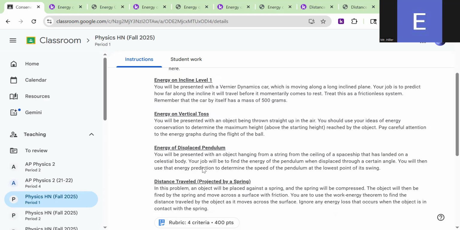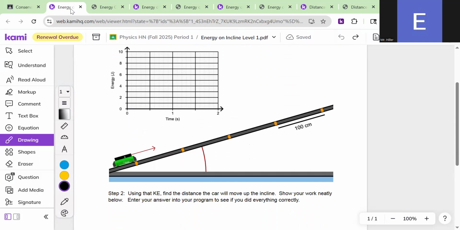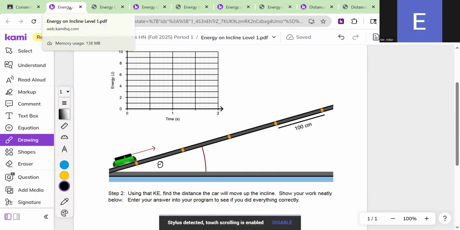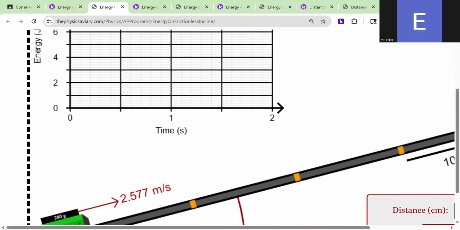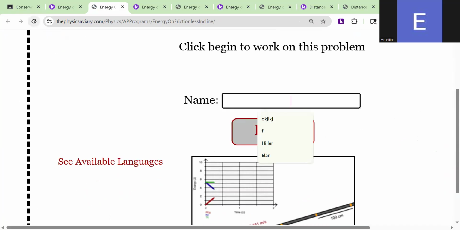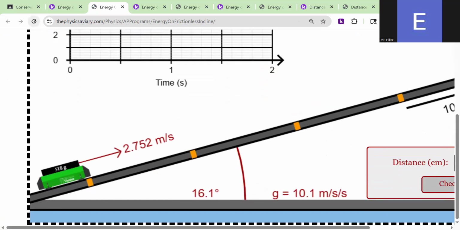The first question is called energy on an incline, level one. What we'll be given on this problem is the speed, the angle, and the mu, but actually, no, this is a smooth surface. So let's go ahead and log in to the question. You can see we're given the speed, so go ahead and record yours. You're also given the mass of the little cart that's going up. So record everything that's given.